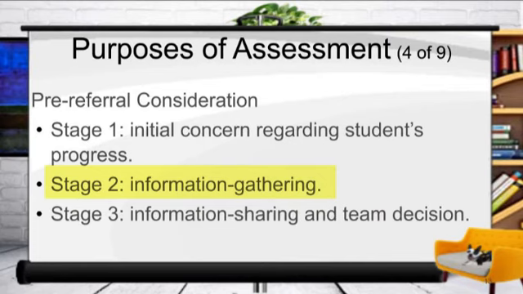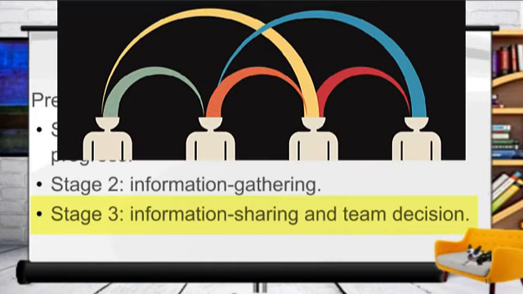All of this gives us valuable insight into challenges that the student might be presenting. Then we go to stage 3. This is information sharing and team decision. During this stage, the pre-referral team meets and we share information that was gathered about the performance and we make some decisions about how to proceed.